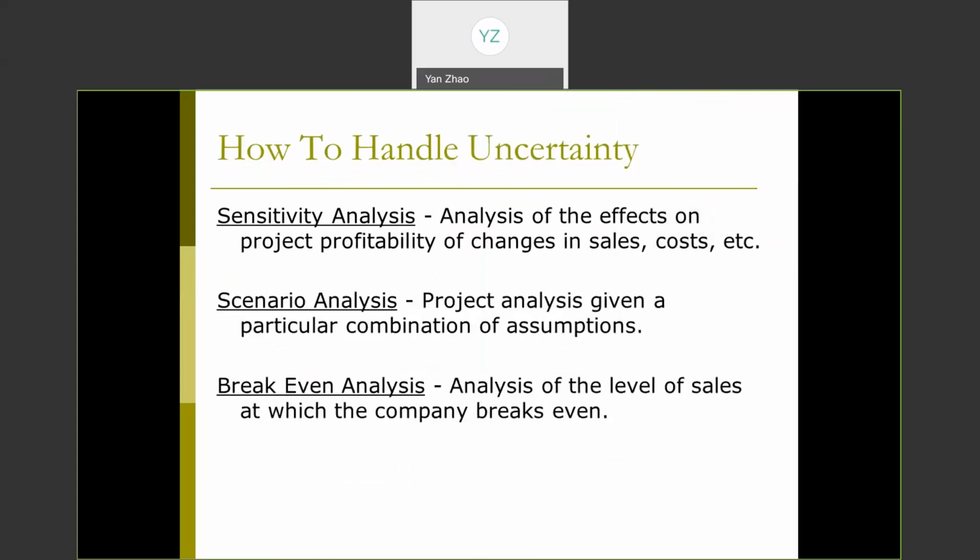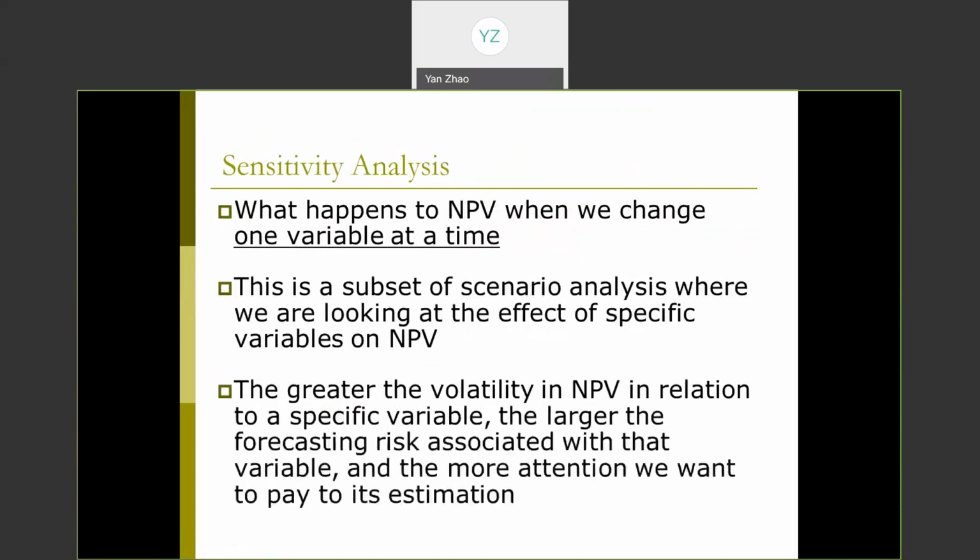So how do we deal with uncertainty? Sensitivity analysis is the analysis of the effects on the project's profitability of changes in one single variable. It could be the sales number, it could be the cost number, it could be any other number. While scenario analysis measures a particular combination of assumptions. Break-even analysis is the analysis of the level of sales at which the company will break even. Let's look at some numeric examples.